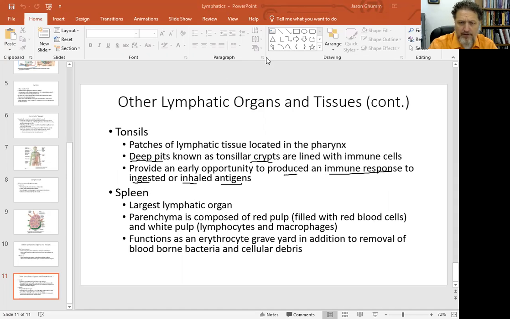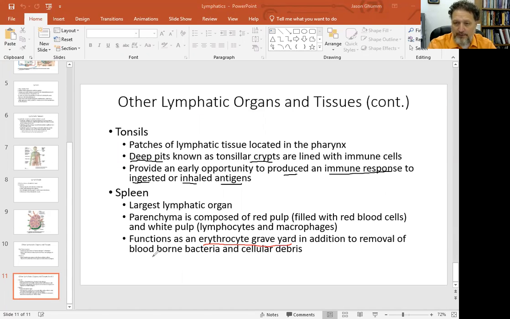The spleen is the largest one. It has a parenchyma that is the red pulp, because it has a lot of red blood cells in it, and white pulp, because it has a lot of lymphocytes, which are going to clean up dead blood cells or anything else being filtered out of the blood through this portion. The main function of this is as an erythrocyte, or red blood cell, graveyard.